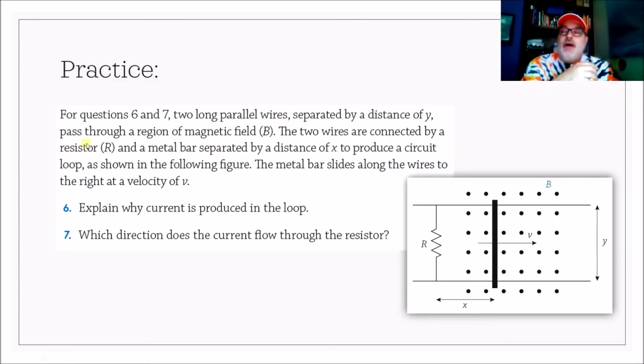One more. In this particular one, we have a resistor and a couple of wires, and then we have a bar here that we're sliding to the right. The distance between these wires is Y. The distance between the resistor and this bar is X, and here's the magnetic field, and we're pulling this thing to the right with a velocity. Explain why current is produced in the loop, and which direction the current flows through the resistor. So pause the video, see if you can answer these questions, and then we'll go through it together.